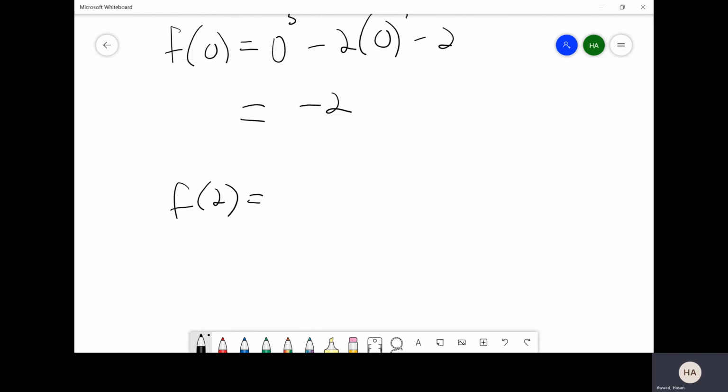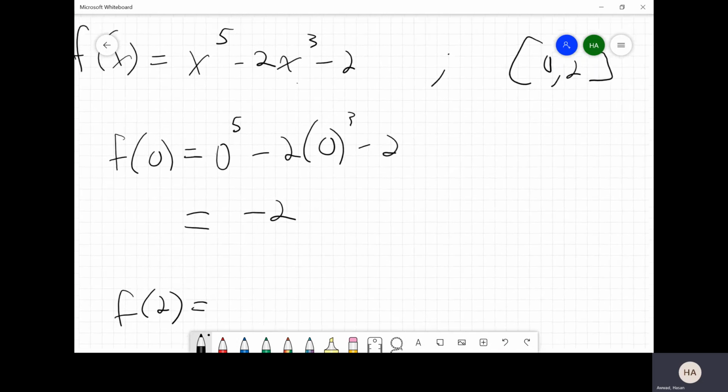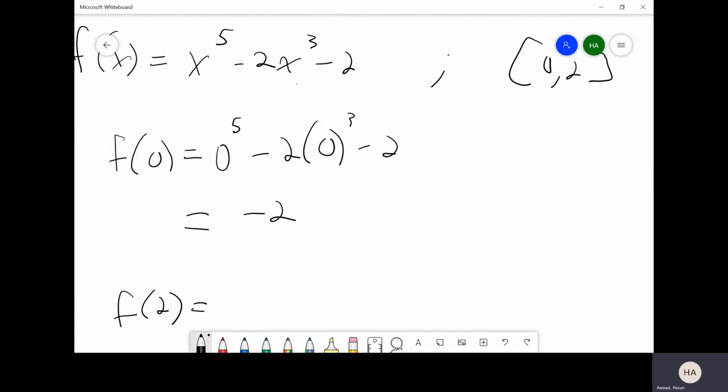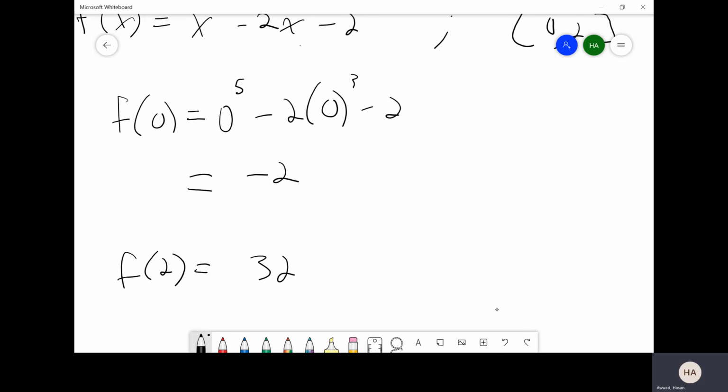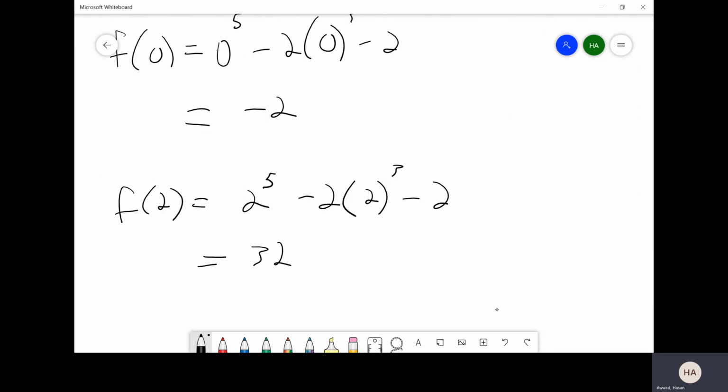So f of 2, and by plugging in 2 into the following, if you guys needed it, totally okay, I understand. But 2 to the 5th should give you 32. So we get 32. Before I simplify, let me actually just write it all out. So 2 to the 5th minus 2 times 2 to the 3rd minus 2. 2 to the 5th gives you positive 32 minus 2 times 2 cubed. 2 cubed we know is 8, and negative 2 times 8 should give you negative 16 minus 2.